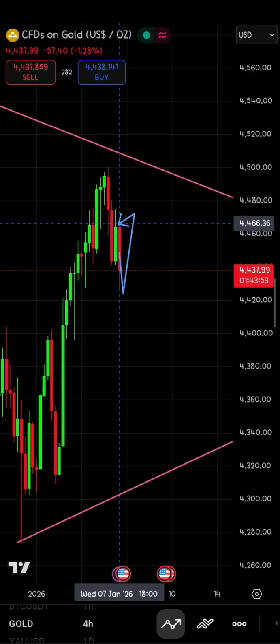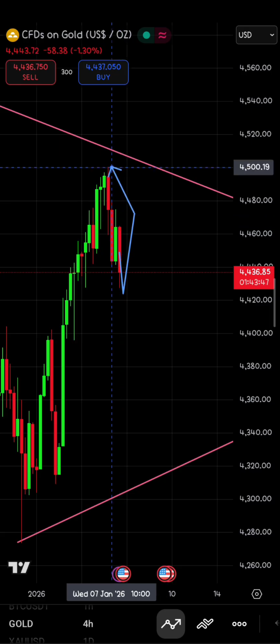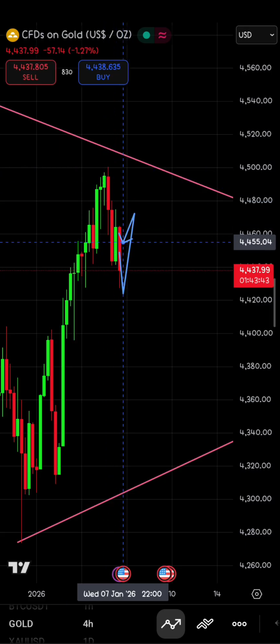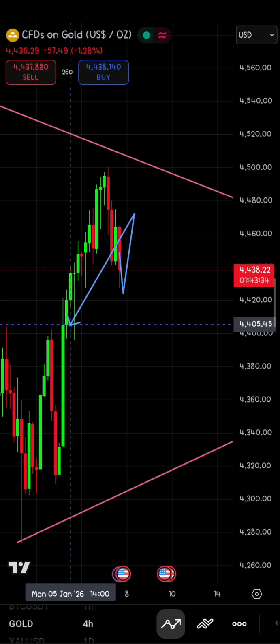Why is it a key resistance? A key resistance is where reversal happens. So this is a key resistance. This is also another key resistance. And another kind of key support and resistance is where there are big candles flying up like this.